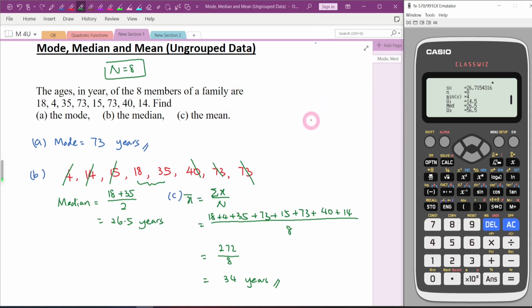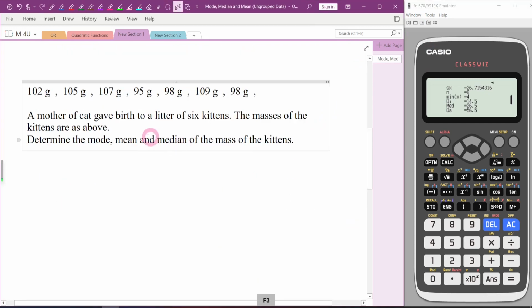Okay, now let's go to the second question. A mother cat gave birth to a litter of 6 kittens. The masses of the kittens are as above. So we have 6 data over here. 1, 2, 3, 4, 5, 6. Oh, sorry, not 6. Should be 7. Let me edit this question a little bit. 7. Okay. 1, 2, 3, 4, 5, 6, 7. Determine the mode, mean, and median.